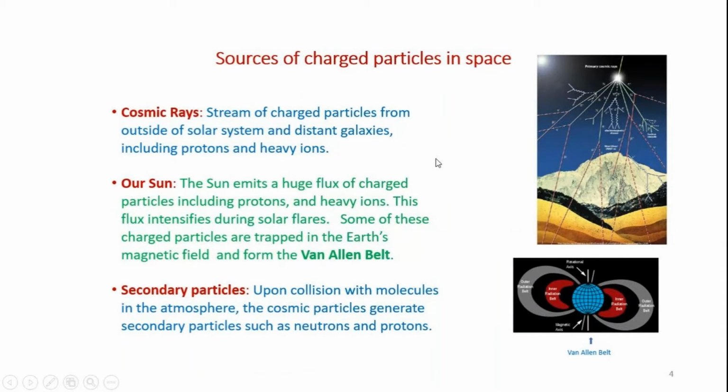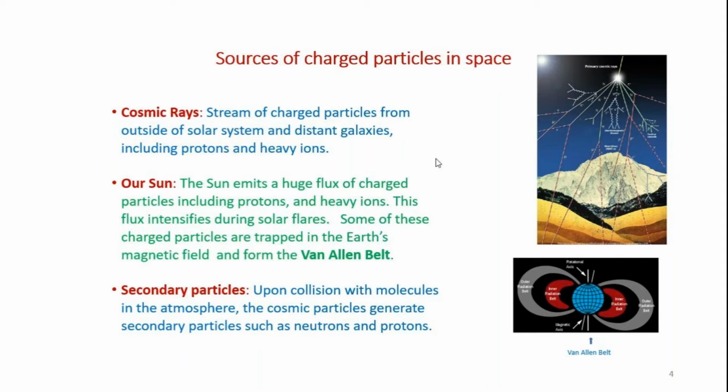So let's look at the sources of charged particles in space. Where are these charged particles coming from? There are three sources. Number one is cosmic rays. If there is, for example, a supernova explosion somewhere in the galaxy, it could send protons and charged particles towards our solar system that will eventually reach our planet.